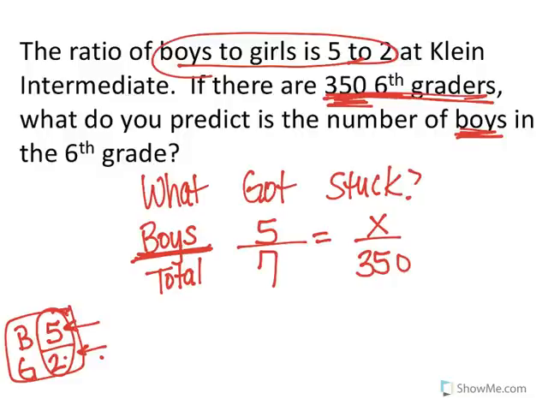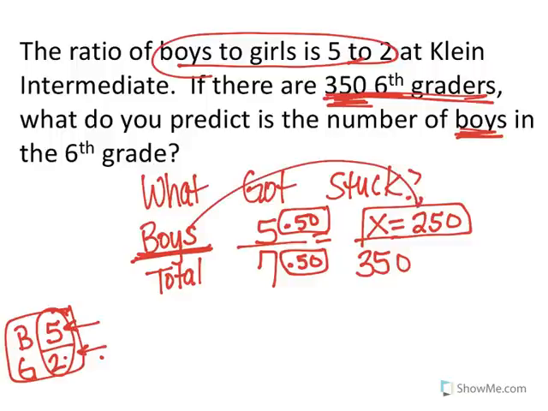Well, my scale factor, I went from 7 to 350 by multiplying times 50. What you do to the bottom, you must do to the top. And 5 times 50 gives me 250 boys. So there's your answer. It tells you that out of 350 kids, 250 will be boys.